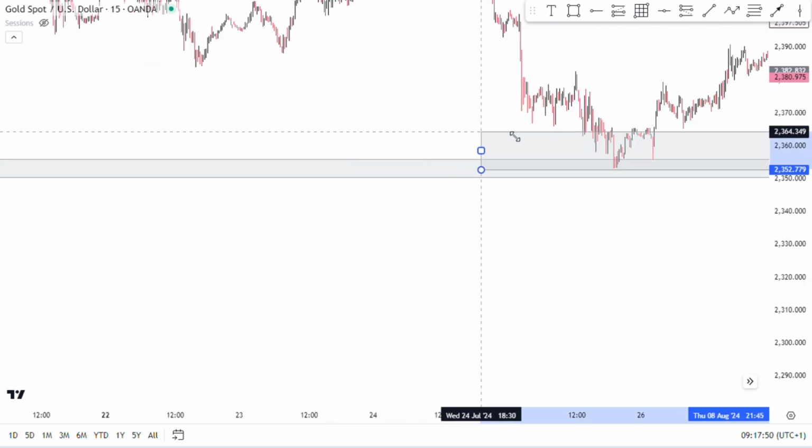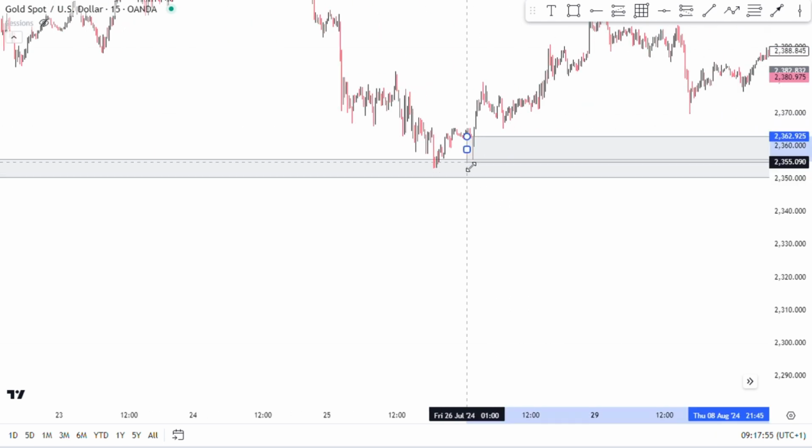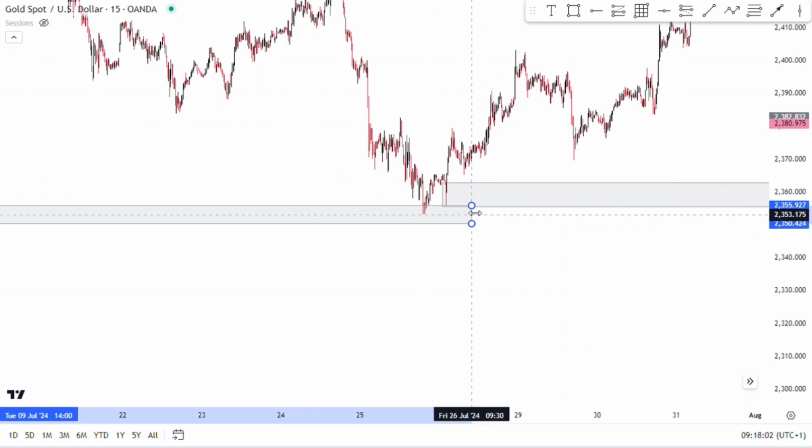You can just watch my video. I created a video about this on good forecast. That was the last good forecast I did. So this is where the entry is. The price is going to try to come back to this particular order block here and then start going up.